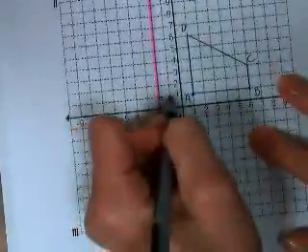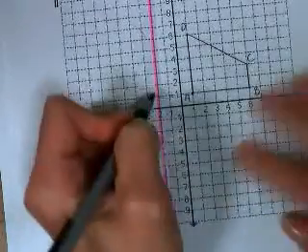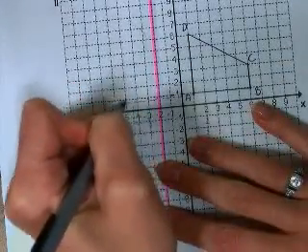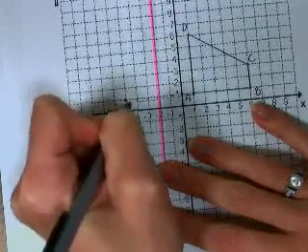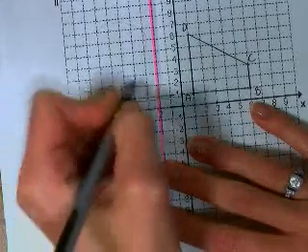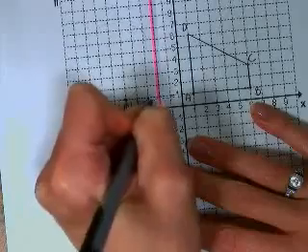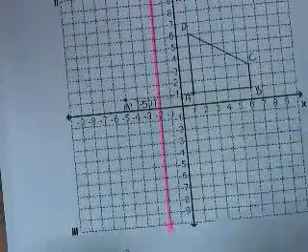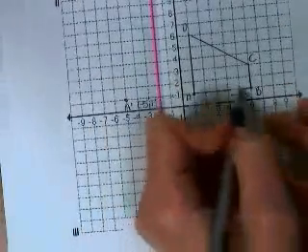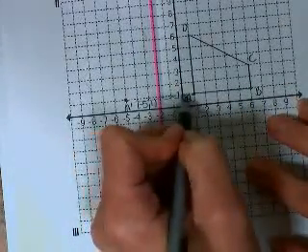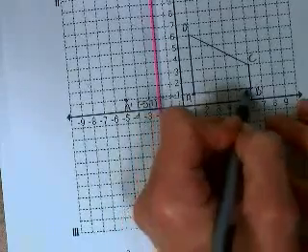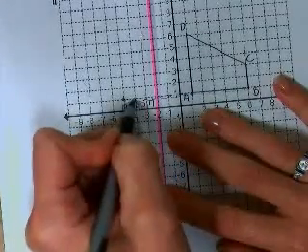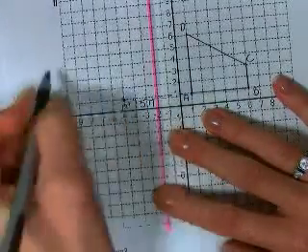So A is 1, 2, 3 away. So A prime is 1, 2, 3 away from the line of reflection, A prime, and that gives me negative 5, positive 1. Labeling those in. And let's go to the second one. Letter B is 1, 2, 3, 4, 5, 6, 7, 8.